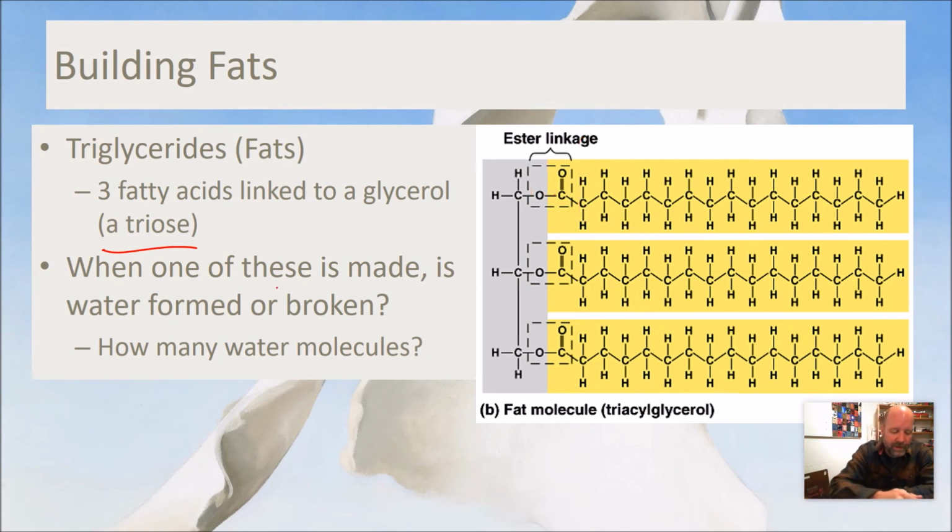So when one of these is made, is water formed or broken? That you should remember. And how many water molecules? So pause the video and see if you can answer that. You can see right here, we've got 3 places where we're going to do dehydration synthesis when we make it. Dehydration synthesis means water comes out. So we're going to produce 3 water molecules when we make a triglyceride. And when we break this thing down into fatty acids and glycerol, which happens in our small intestine, we're going to have to put in 3 water molecules.